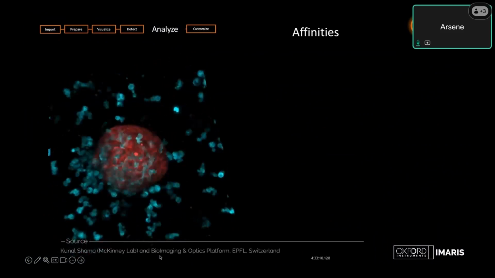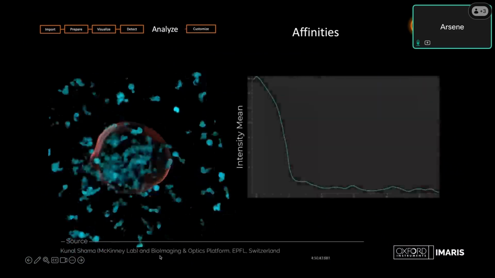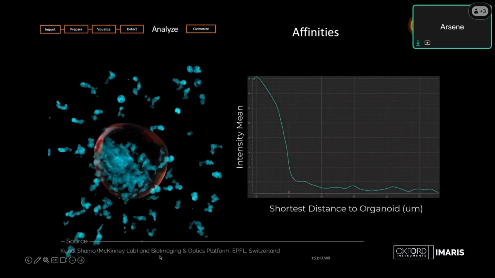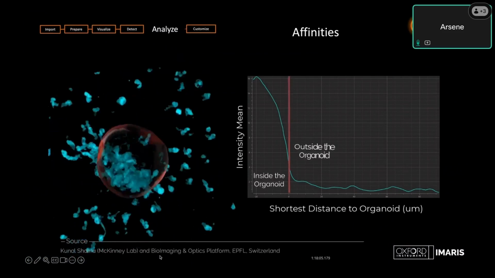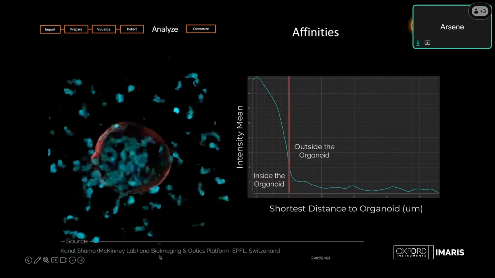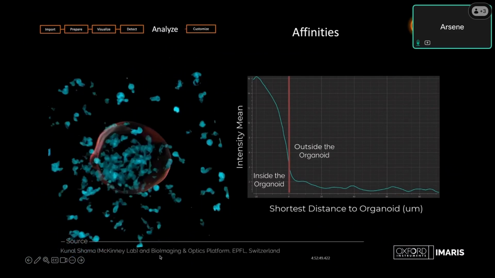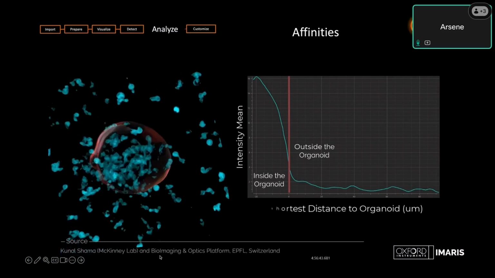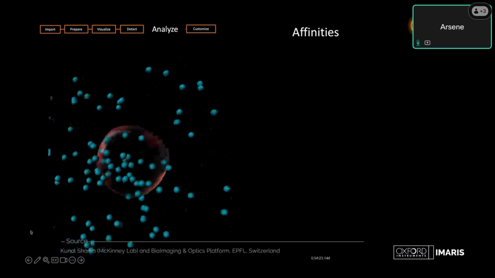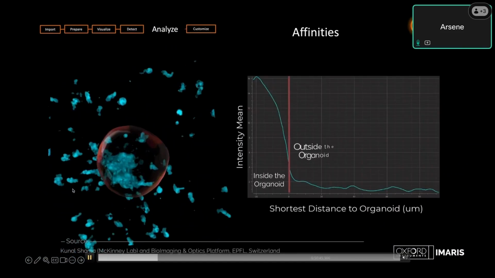Then to study the affinities between multiple objects, in this example, this is an organoid with different samples, with cells moving in and moving out. We can first detect the organoid as a surface and look at the accumulation of the blue signal over time inside the organoid. So this automatically generates a graph.